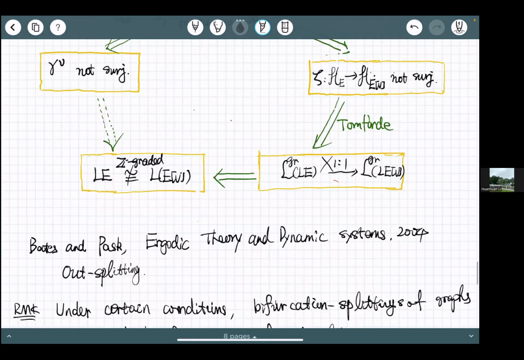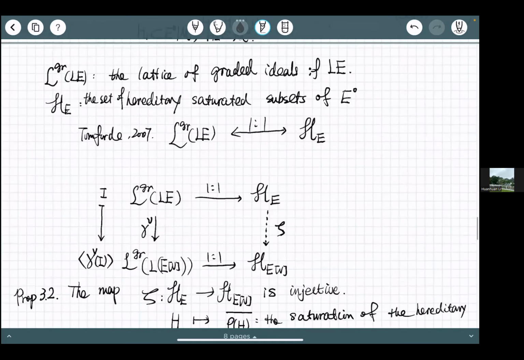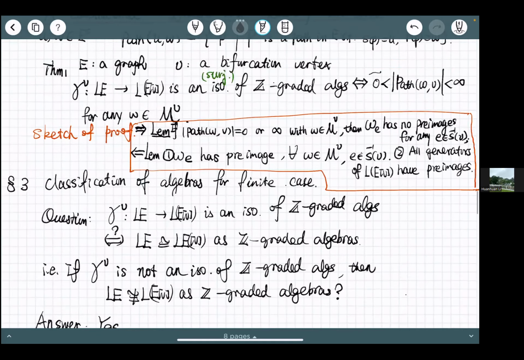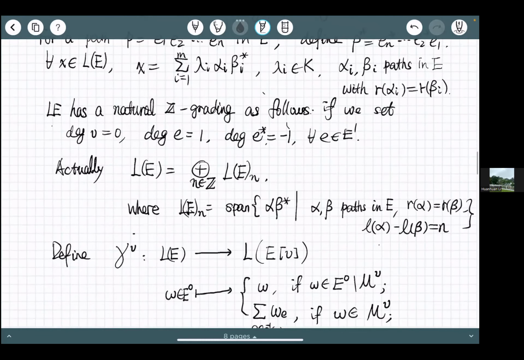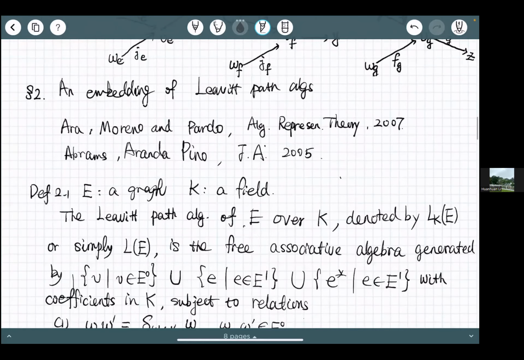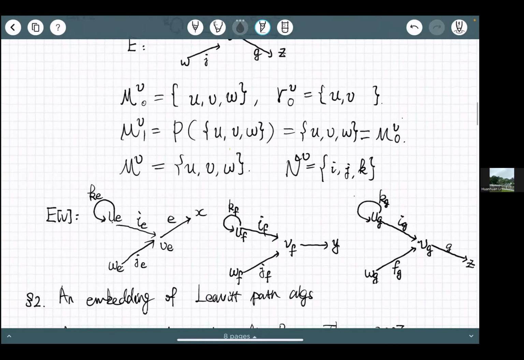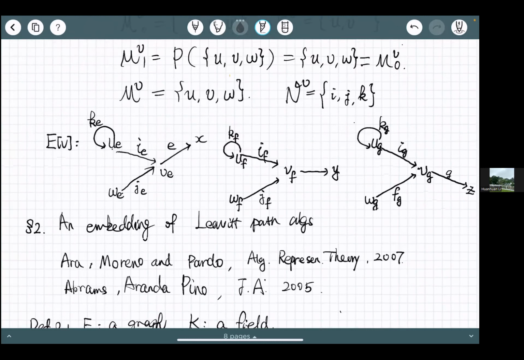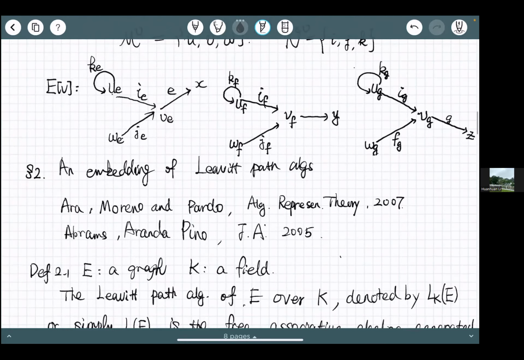Let's go back to the page before. So these are these two examples. They show how we can have this new graph EV, and in the following we would like to establish a connection between the Leavitt path algebras LE and LEV. So this is our second part.